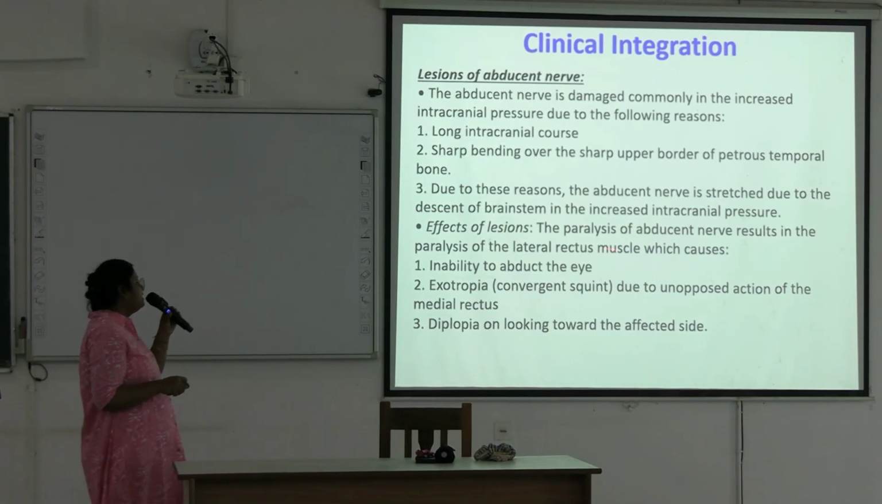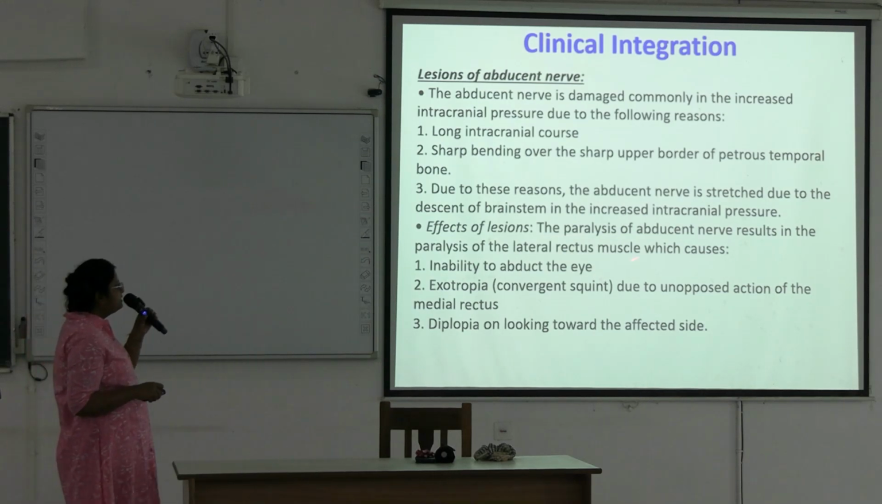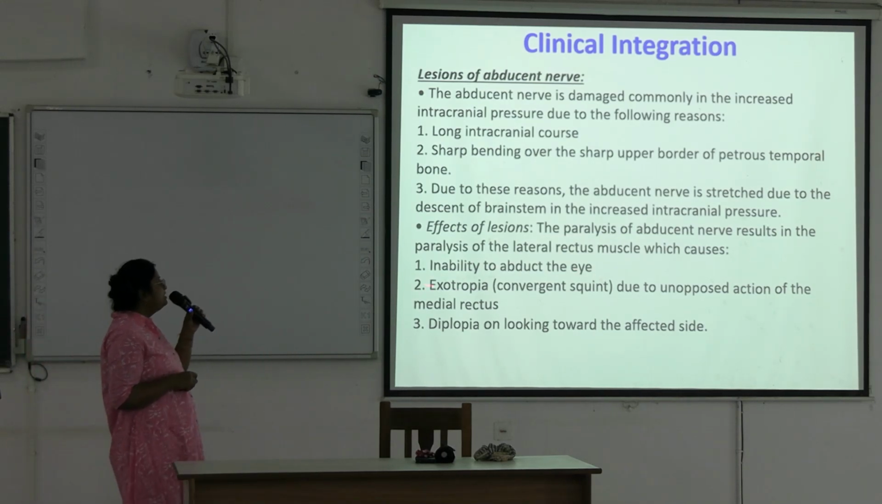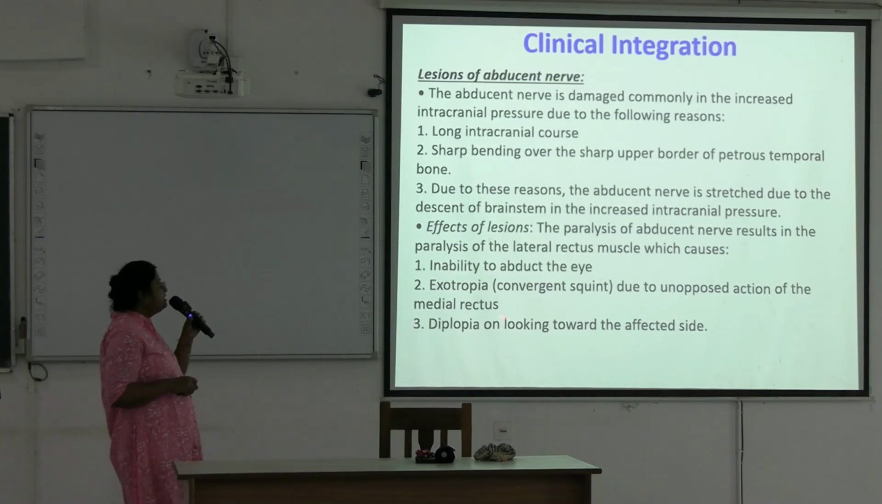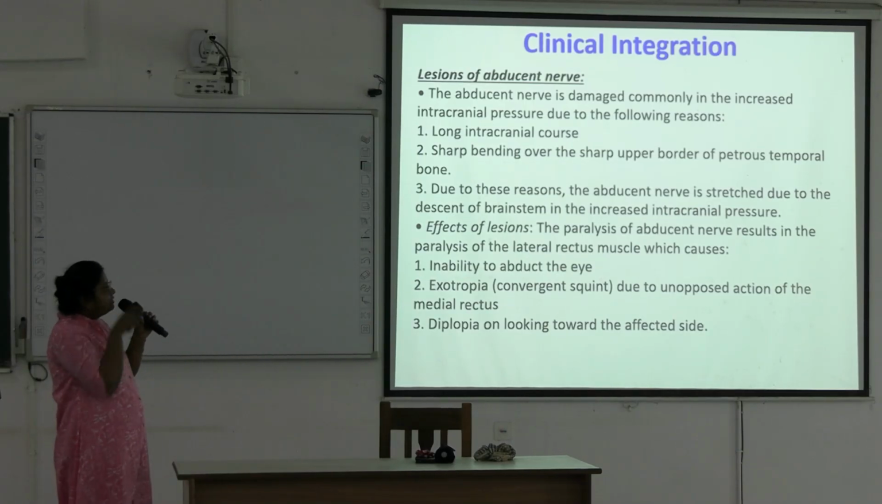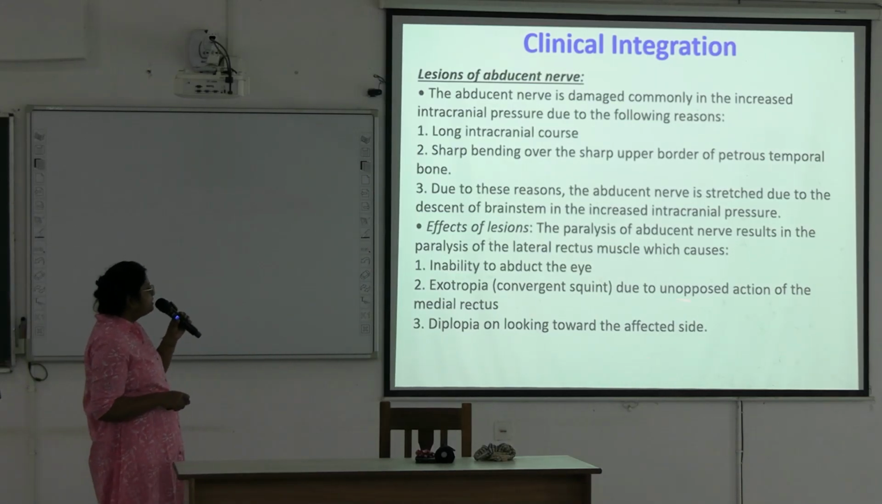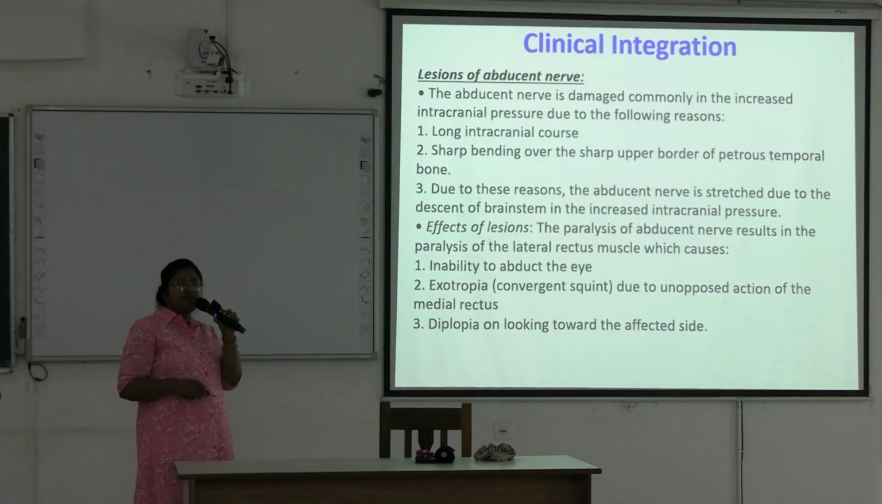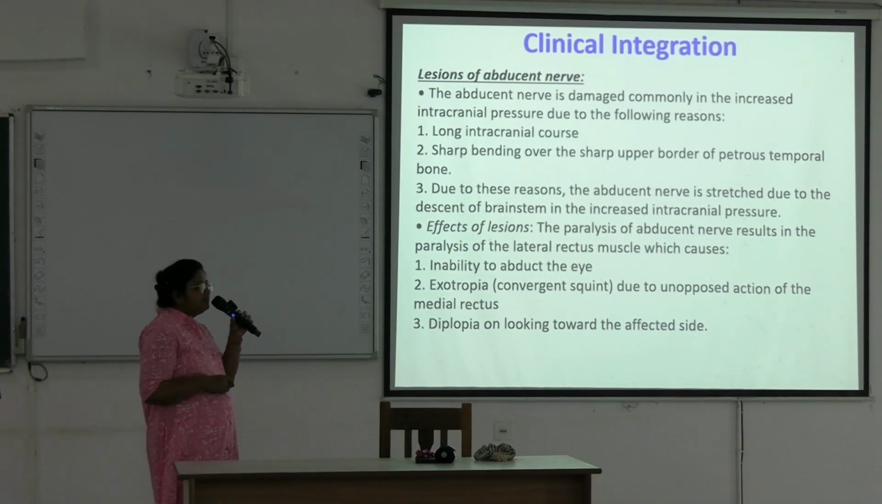Effects of lesion: paralysis of the abducent nerve results in paralysis of the lateral rectus muscle, which causes inability to abduct the eye. Esotropia is a convergent squint due to unopposed action of the medial rectus. And diplopia on looking towards the affected side. So these are the symptoms of paralysis of the lateral rectus muscle.